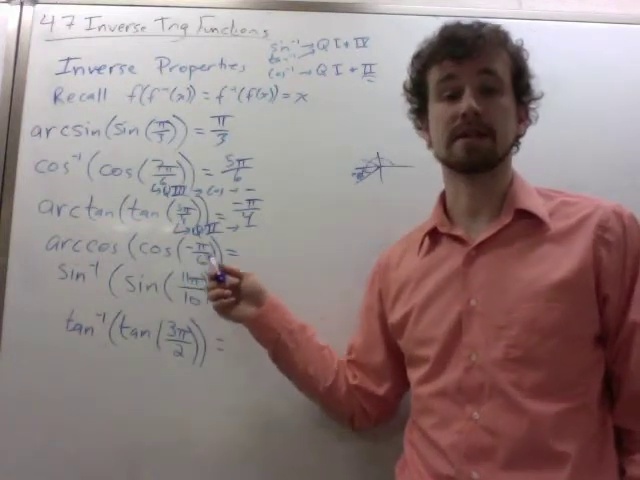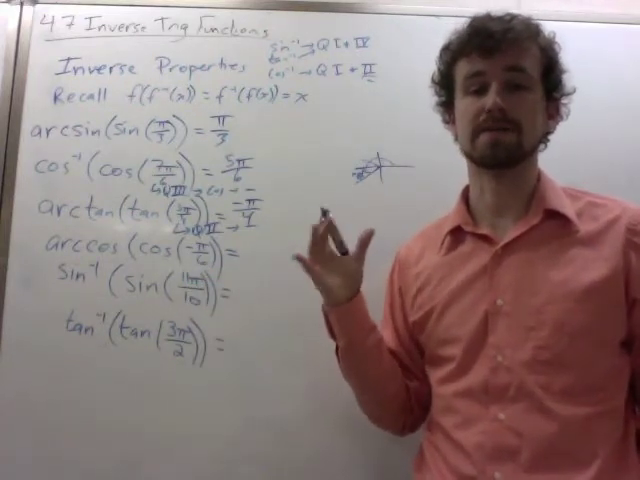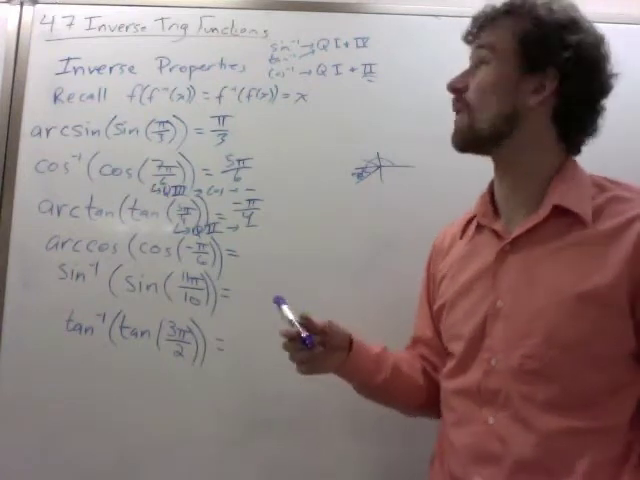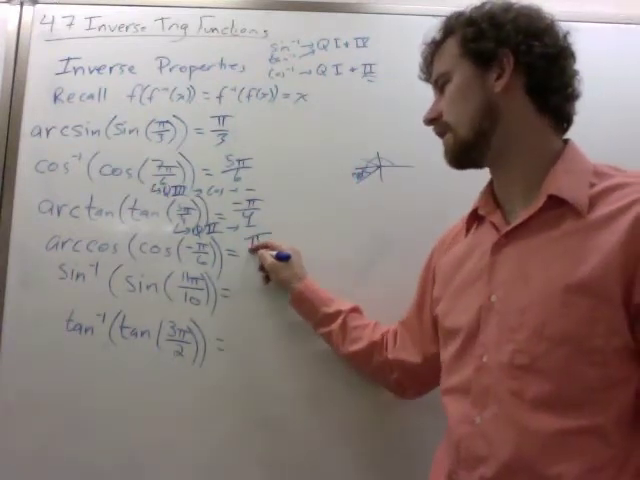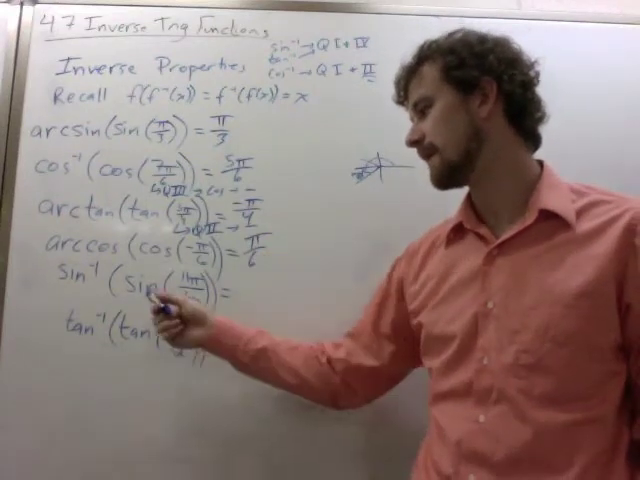Minus pi over 6 is in quadrant 4. In quadrant 4, cosine is positive. Cosine is also positive in quadrant 1, and that's where the inverse cosine gives you values. So this becomes the quadrant 1 angle, pi over 6.